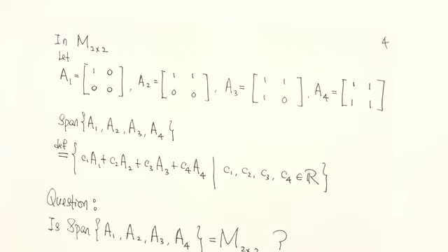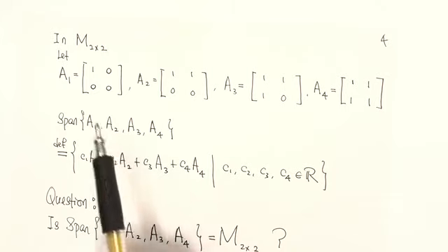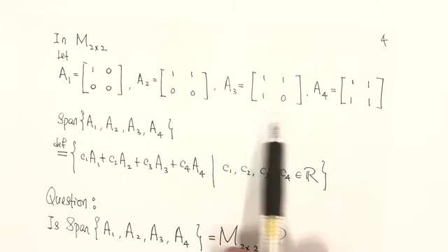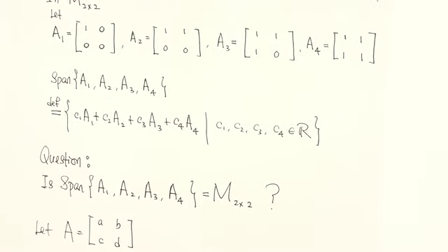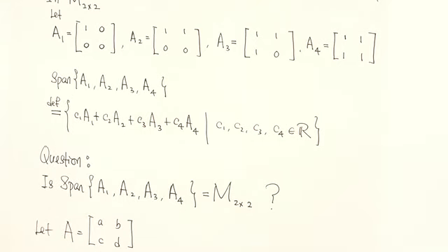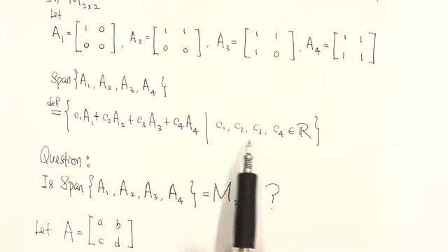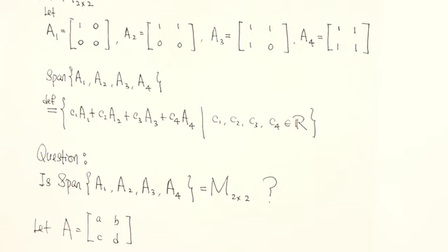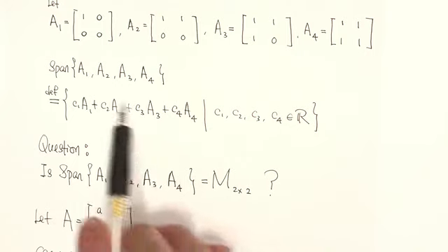Same as before, suppose that we are given 4 fixed matrices. So instead of V1, V2, V3, and V4, we have A1, A2, A3, and A4. These are all 2 by 2 matrices. And let us consider the span of all these matrices, which is the span of A1, A2, A3, and A4, defined as the set of elements that look like this, where C1, C2, C3, C4 are real numbers.